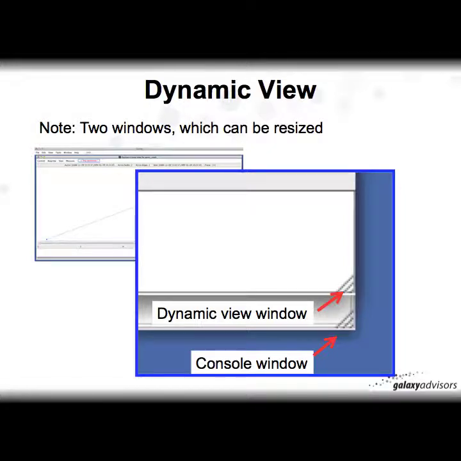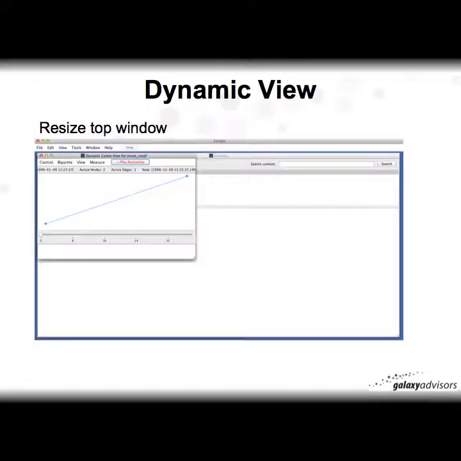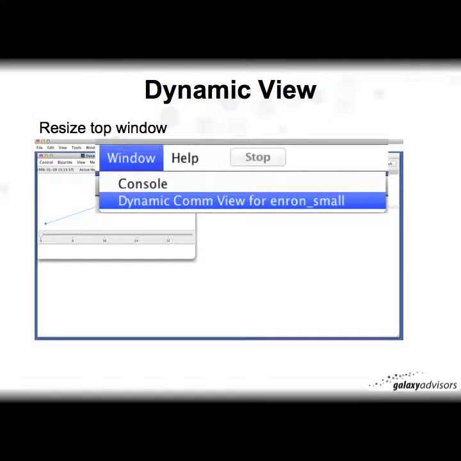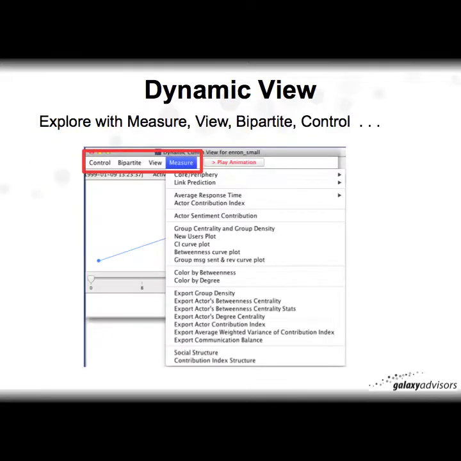Now what I suggest is you take the dynamic view window, the very top one, and resize it to a smaller window. This enables you to use your workspace to have the dynamic view along with several other measures. If you click on the window, you're going to see the console and dynamic window view like you do in other Windows programs.